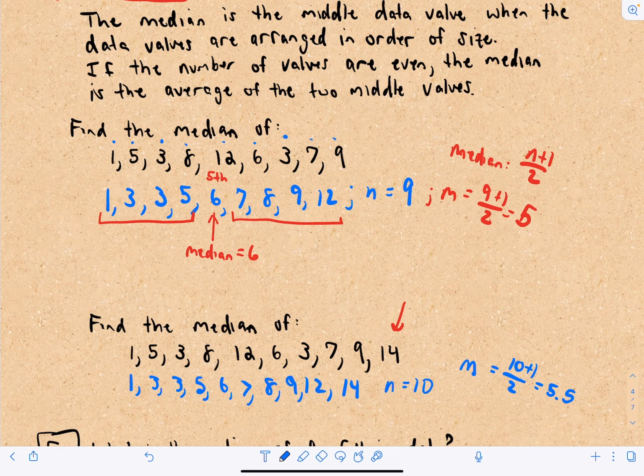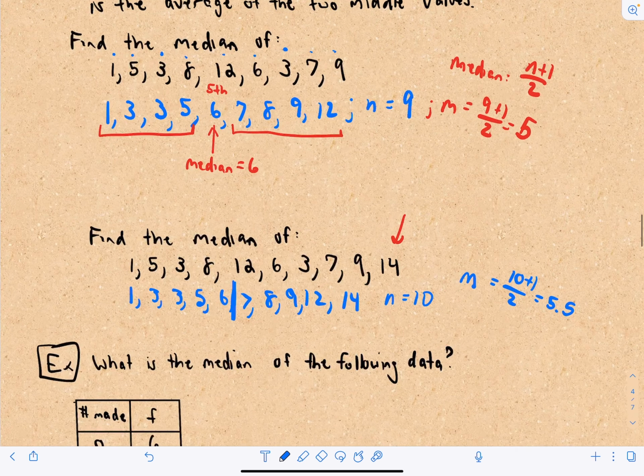That's going to be the 5.5 value. Well, 1, 2, 3, 4, 5. So I'm going to put a little bar there. That's between the 5th and the 6th value, and that's what you can do. If you round down 5.5, you round it down to 5. And if you round it up, 6, these are going to be the terms that you take the average of.